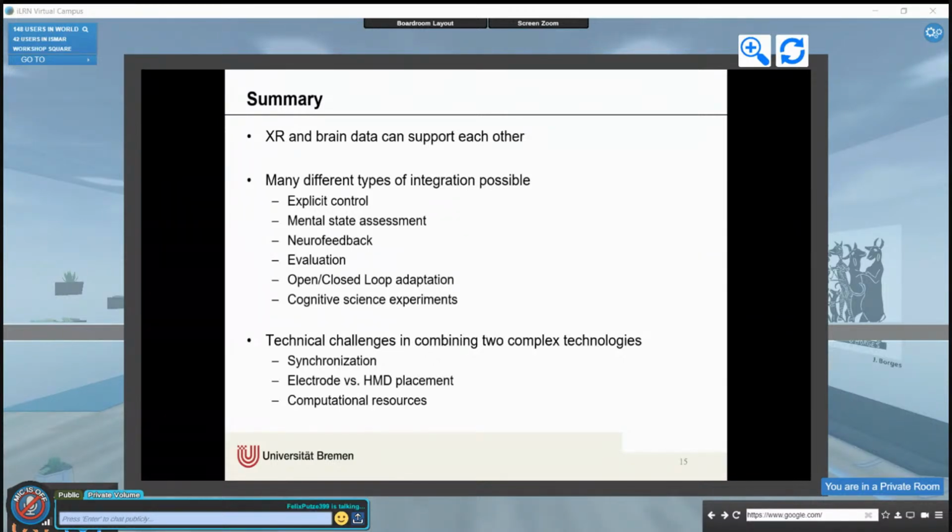There are a lot of technical challenges in combining these two complex technologies, starting from the synchronization, actually, how do these work together, to the question of how the electrodes are actually placed on the head when there's already a head-mounted display there. And of course, the limited computational resources we often face, especially if we want to apply AR, for example, in the field. But you'll hear more on these in the upcoming talks. With that, I want to conclude my introduction. Let's see if there are questions. Thank you for your attention for now.